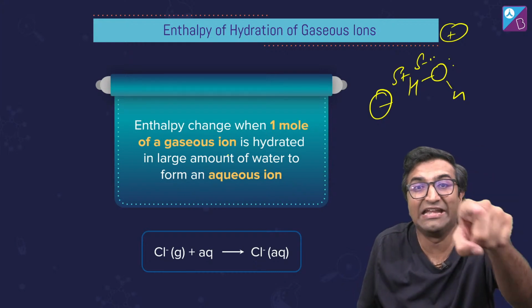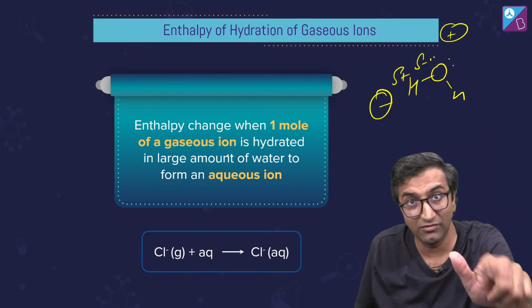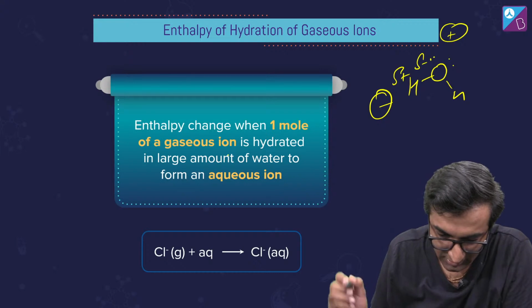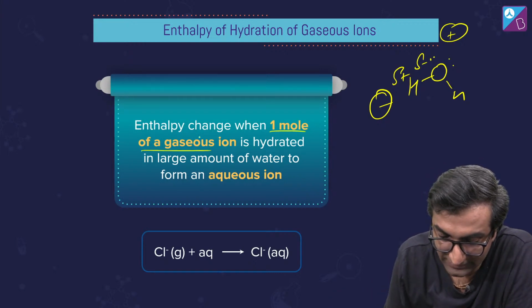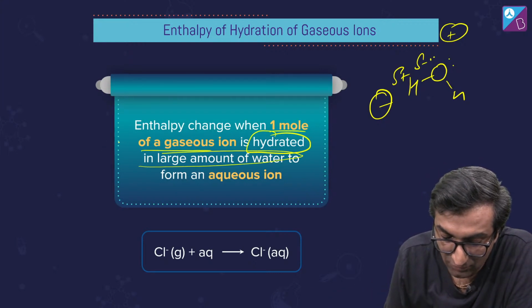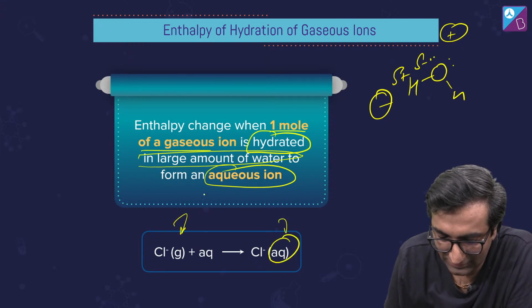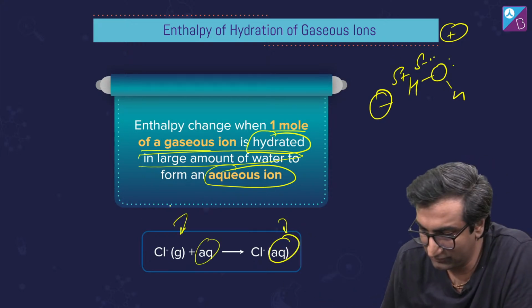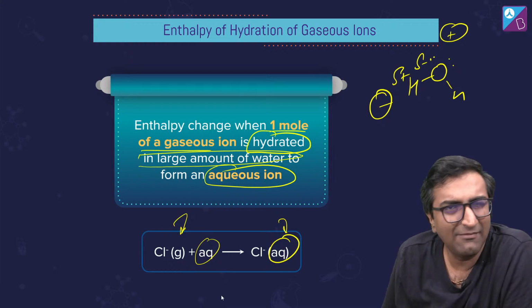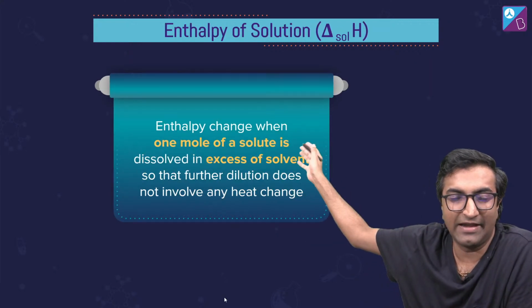This energy will be negative, and this is good. That's important. Enthalpy change when 1 mole of a gaseous ion is hydrated in a large amount of water to form an aqueous ion. So the way you write it is gaseous and AQ. And I know it's weird, but this is what we do. Okay. Why am I telling you this? Because this brings us to my next idea.